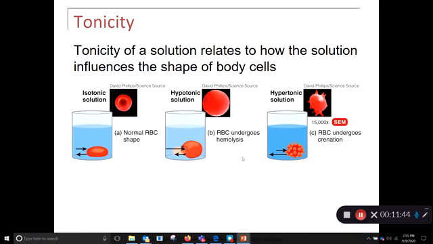Now, let's take that into account in biology. So we've got ourselves a normal cell in an isotonic solution. Isotonic means that the salt concentration on the outside of the cell is the same as the concentration inside the cell. Looks nice and normal. There's a red blood cell. It has a biconcave disc shape that looks like a little inner tube.